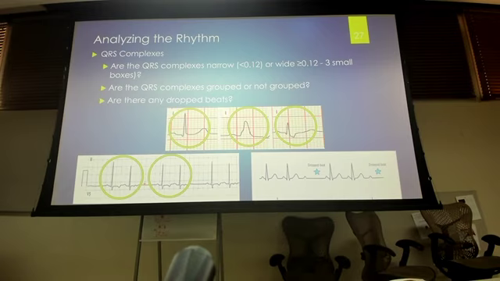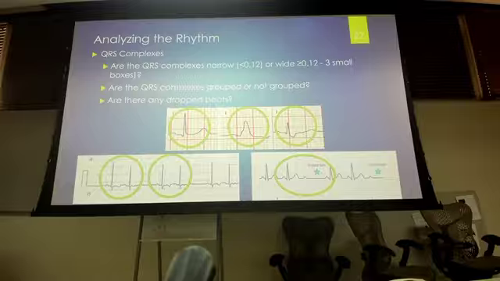Do we have any dropped QRS complexes? Do I have a P wave, but it's not followed by a QRS complex? Because if I have normal conduction from the SA node to the AV node down to the ventricle, I should have a P wave, I should have a PR segment, and I should have a QRS complex. Right? So do I have dropped segments? P, QRST, P, QRST.